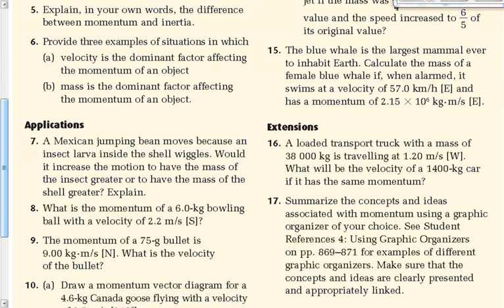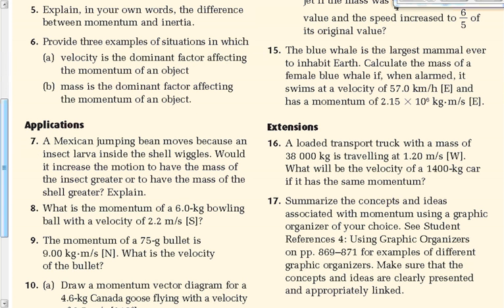A Mexican jumping bean moves because an insect larva inside the shell wiggles. Would it increase the motion to have the mass of the insect bigger, or would it increase the motion to have the mass of the shell bigger?